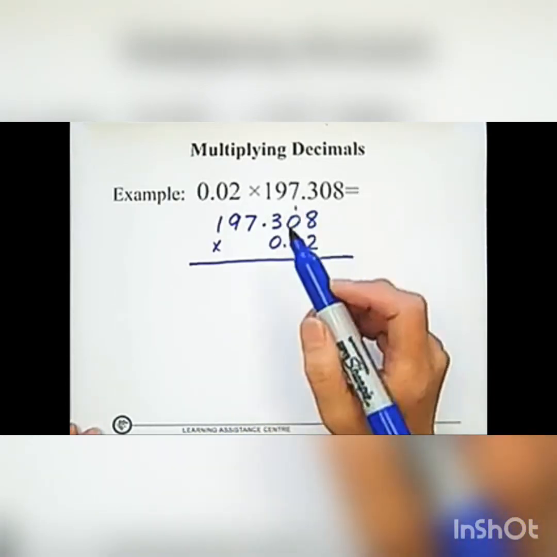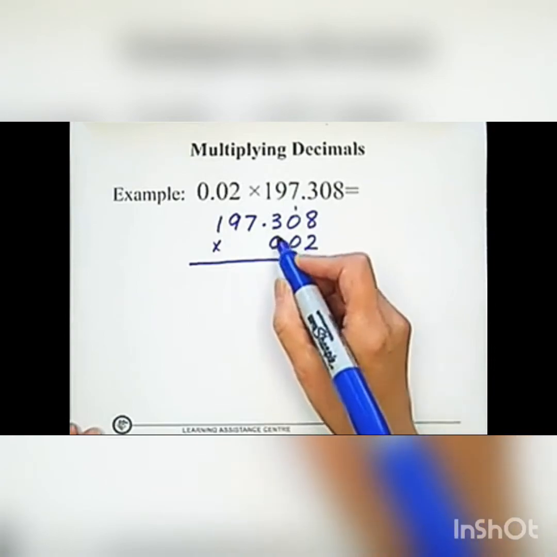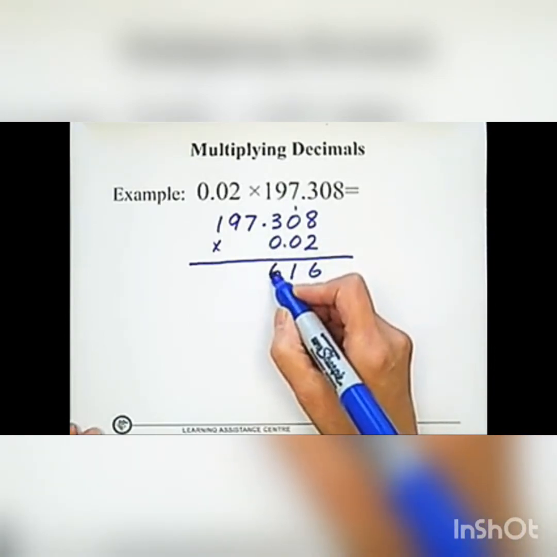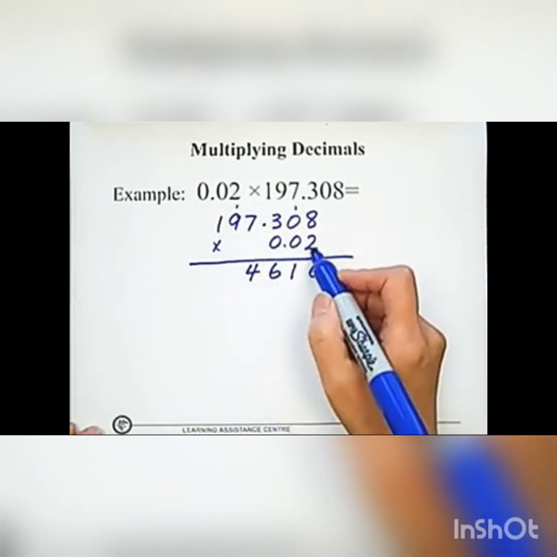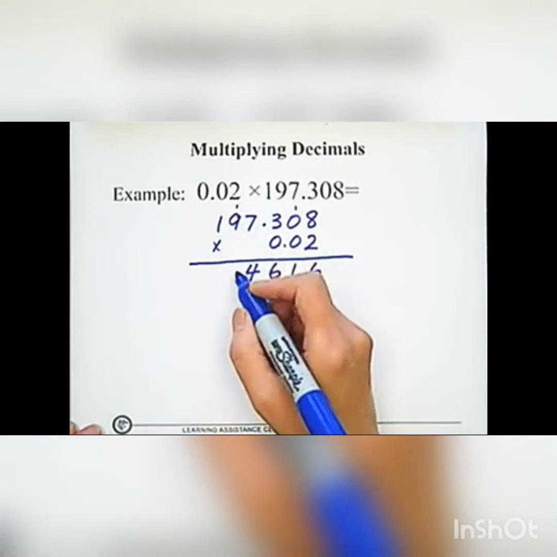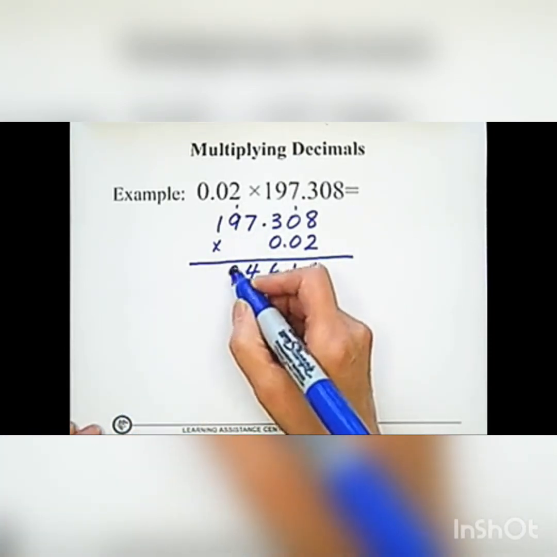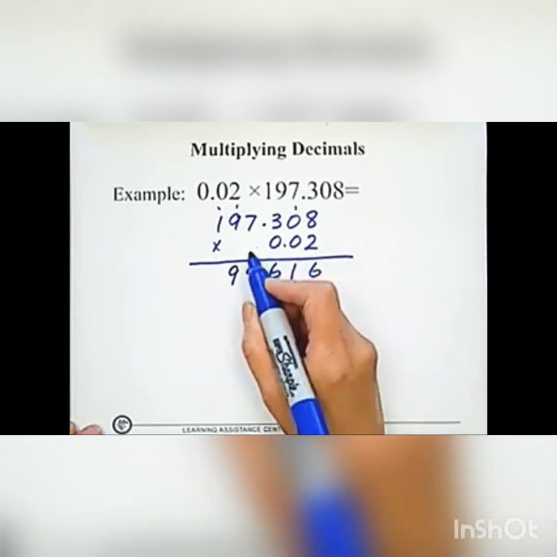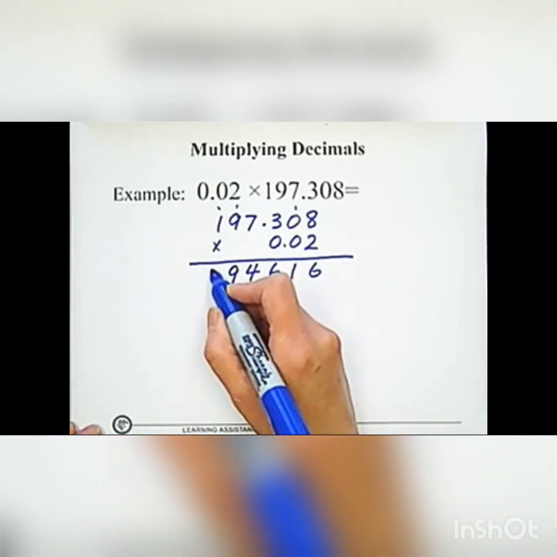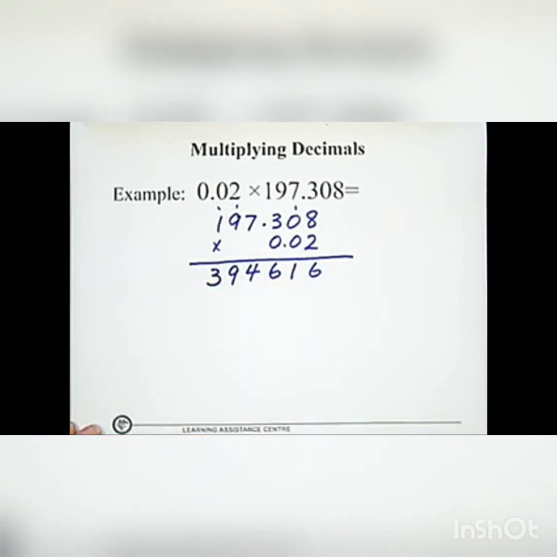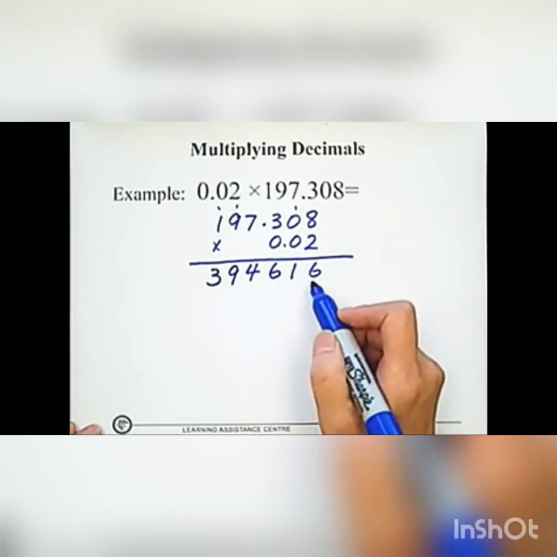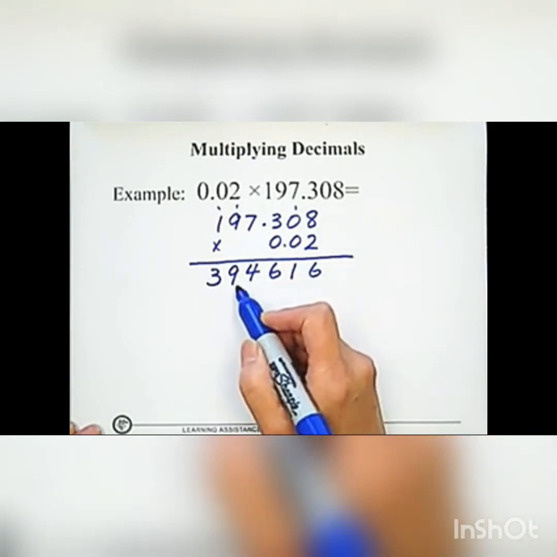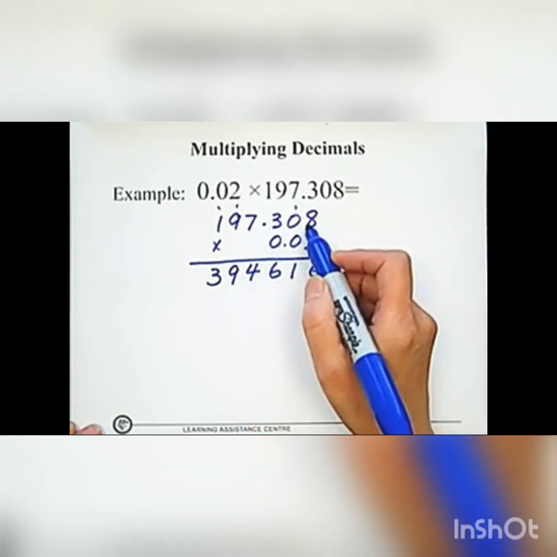2 times 8 is equal to 16, 1 carry, so we will write 6 here. 2 times 0 is 0, plus 1, 1. 2 times 3 is 6. 2 times 7, 14. 4, 1 carry. 2 times 9, 18, plus 1, 19. 1 carry, 2 and 3. Now we have the next number, that is 0, so no need to do multiplication here. Now directly we will put the decimals.